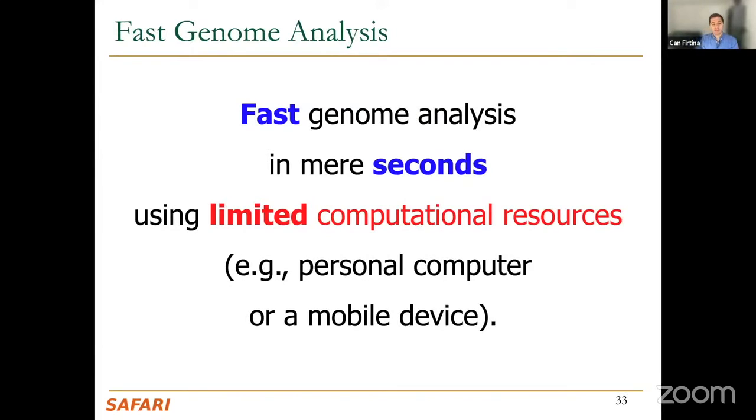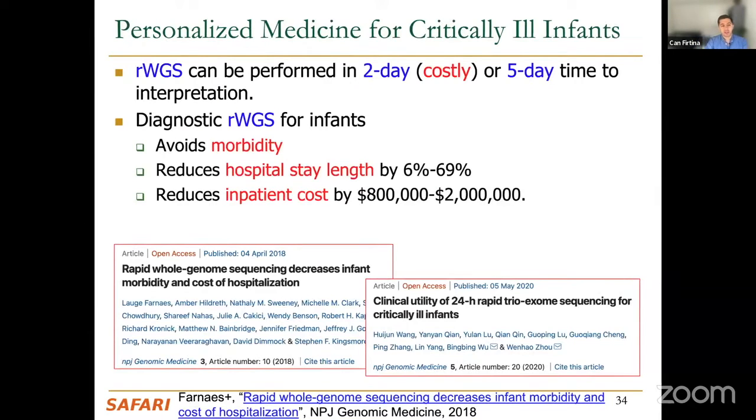We can start with fast genome analysis. So what we mean by fast genome analysis, I guess, in general, is that it should be done in mere seconds, using maybe even limited computational resources, for example a personal computer or a mobile device. So this is basically one example of fast genome analysis. And we want to do this because such decisions or analyses can be really life critical.